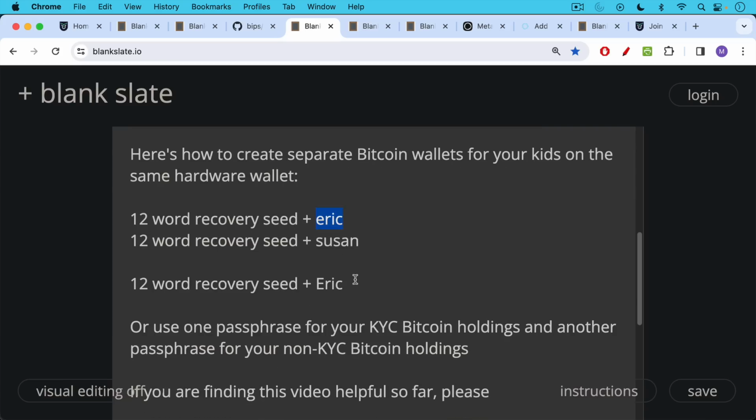Another way of using a passphrase is you could send all your KYC Bitcoin holdings to one passphrase wallet and all your non-KYC Bitcoin holdings to another passphrase wallet. KYC, again, is just Bitcoin that has your personal information associated with it because you bought it, for example, on a crypto exchange.